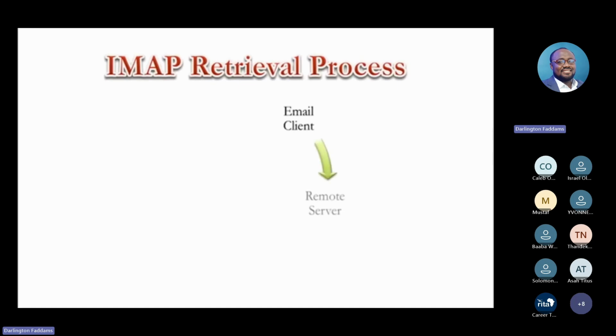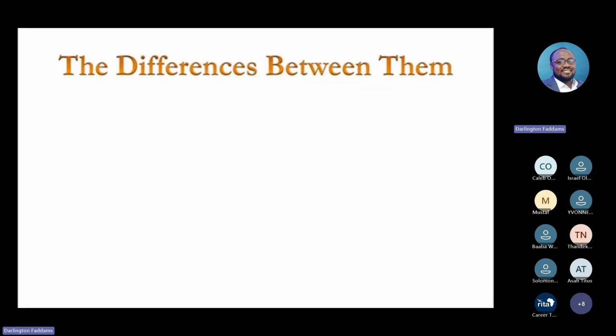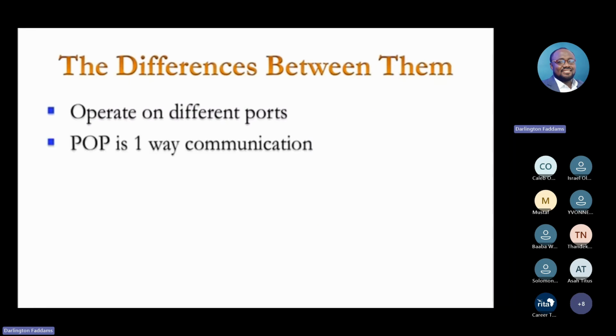The IMAP email retrieval process goes like this. First, when you click the Receive option, the email client will connect to the remote email server. It then pulls the user-requested content and caches it locally. Then it disconnects from the server. There are several differences between IMAP and POP. The two protocols generally operate on different ports. Essentially, POP is a one-way communication path, whereas IMAP offers two-way synchronization between server and client.